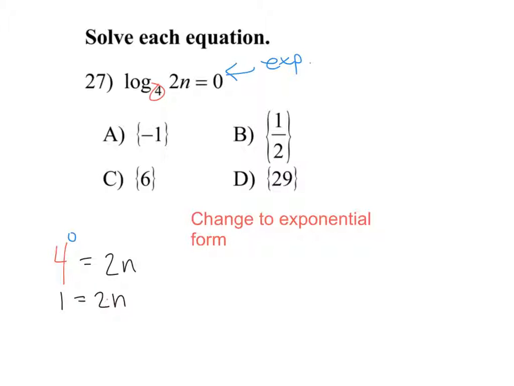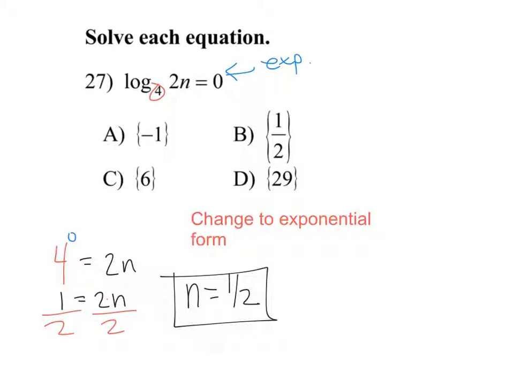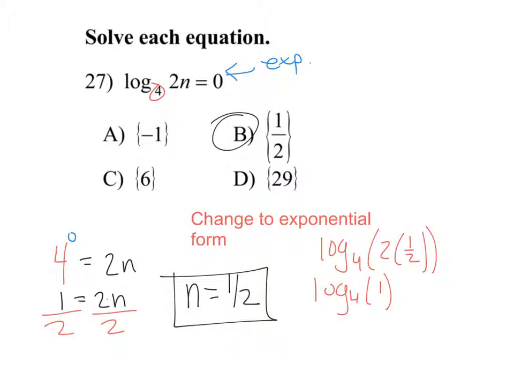And then we have to look at what's happening to the n. Well, it's being multiplied by 2, so the opposite is divide by 2. And that means we get n equals 1/2. Now, of course, we want to check our answer. So go ahead and plug that back in. So log base 4 on 2 times 1/2. Find out what that's equal to. So 2 times 1/2 is 1. And what exponent do we need to raise 4 to in order to get 1 so that we can evaluate that log? Well, it's just 0, so that does check out.